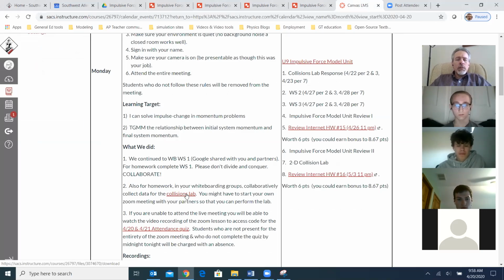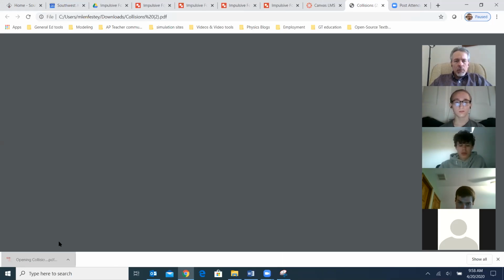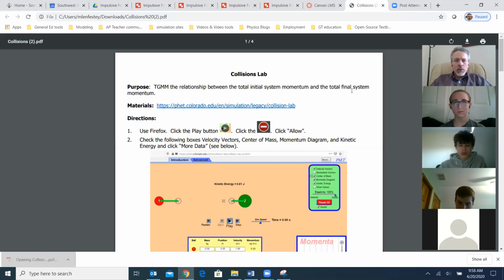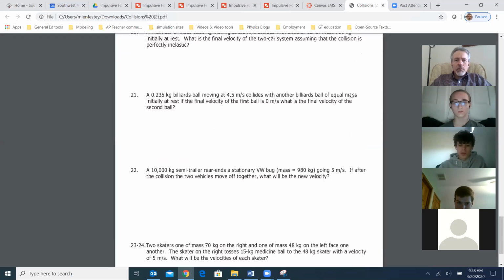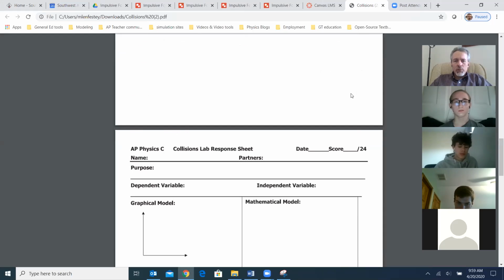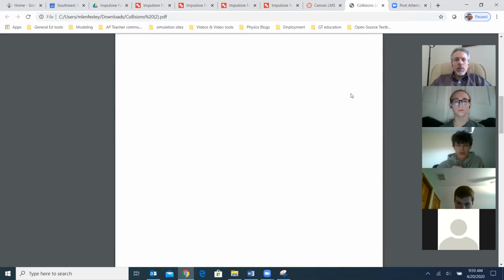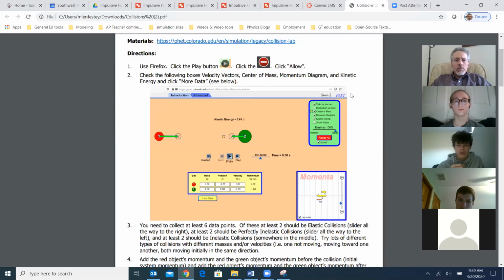I also want you to get data for the next lab. It's called Collision Lab. And there's directions here. If you click on this and open it up, there's directions that you can follow. And there's also the response sheet so you can see it. Of course, we're going to whiteboard it. You'll never turn in the response sheet until after we whiteboard it. But I'd like you to get the data.